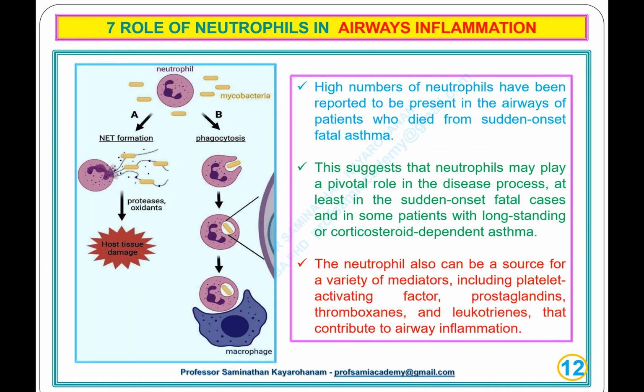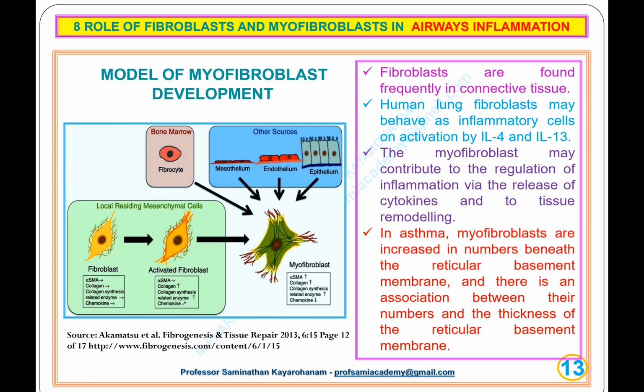Next slide, 7. Roles of neutrophils in airways inflammation. High numbers of neutrophils have been reported to be present in the airways of patients who died from sudden-onset fatal asthma. This suggests that neutrophils may play a pivotal role in the disease process, at least in the sudden-onset fatal cases and in some patients with long-standing or corticosteroid-dependent asthma. The neutrophil also can be a source for a variety of mediators, including platelet-activating factors, prostaglandins, thromboxanes, and leukotrienes, that contribute to airway inflammation.